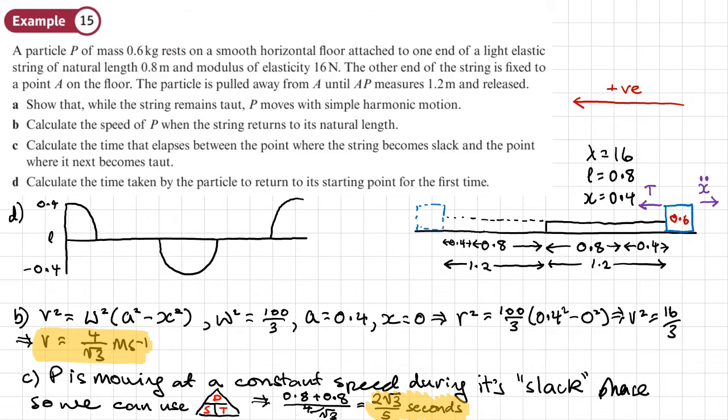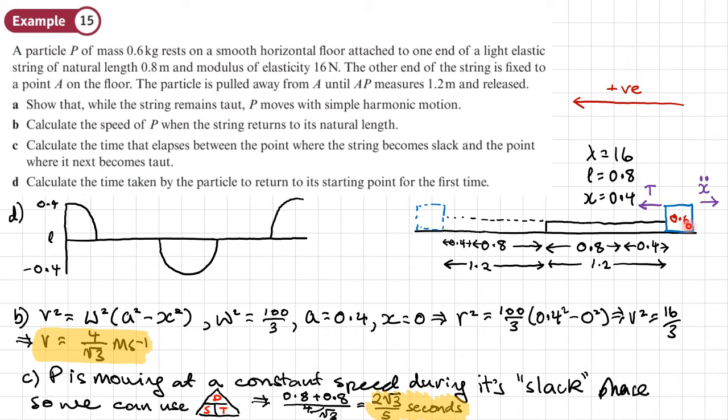So part D, calculate the time taken for the particle to return to its starting point for the first time. So this is its starting point here, and we want to work out the time it takes to move all the way over here and then all the way back to its starting point. So I've sort of tried to draw its lengths in a way as it moves through this sort of cycle.